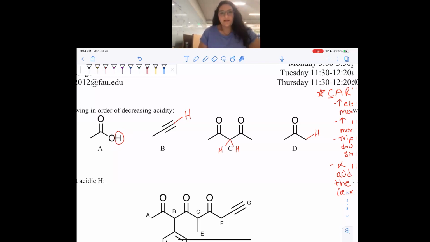So the first one that we are going to kick off, the least acidic, would be answer choice B. The reason is, this one has two oxygens. This is a carbonyl, so it's the allylic position. This one is a carbonyl because of the allylic position. And this is just a triple bond. So the triple bond is automatically the least acidic of the group.